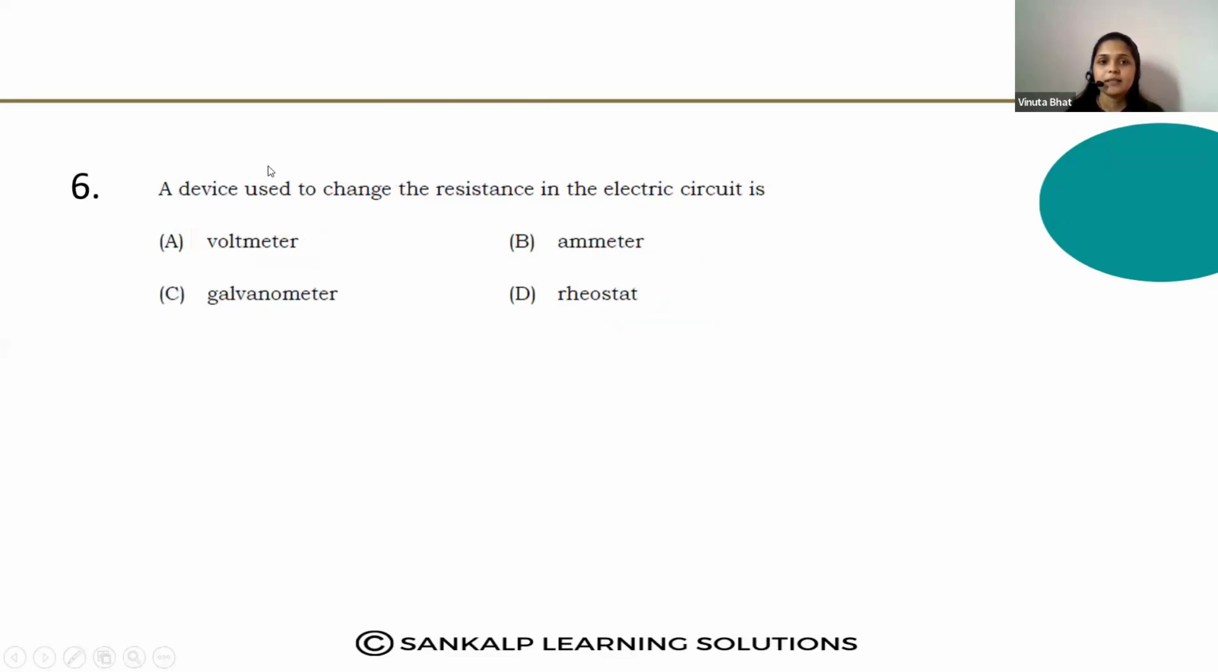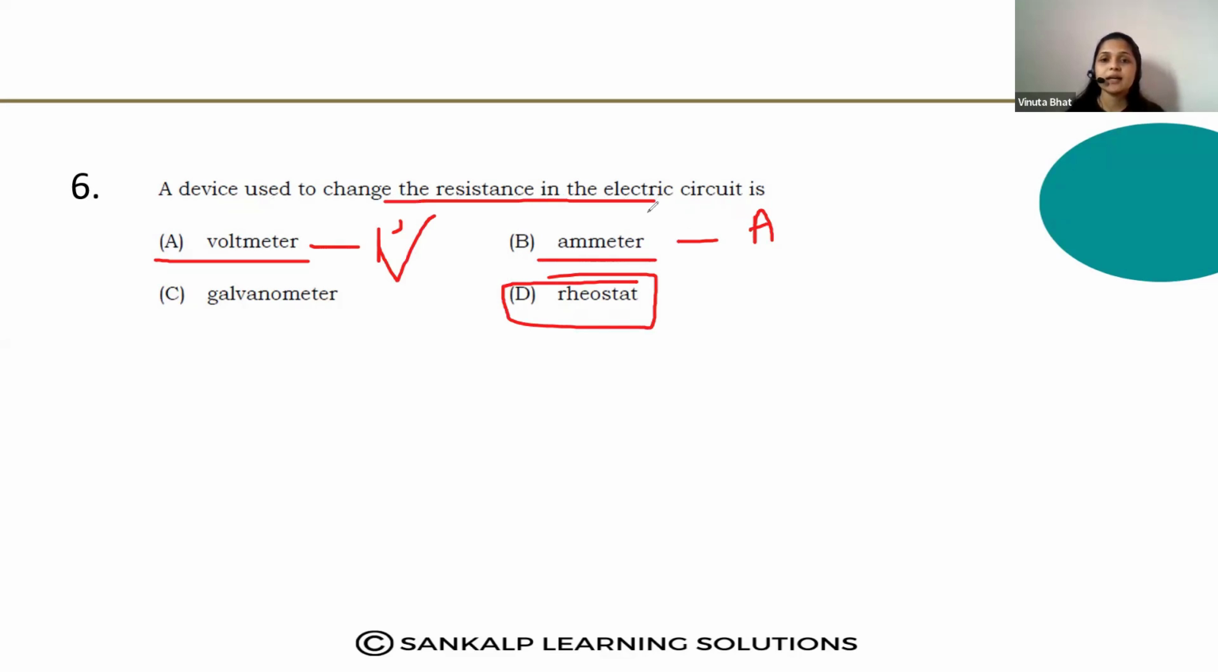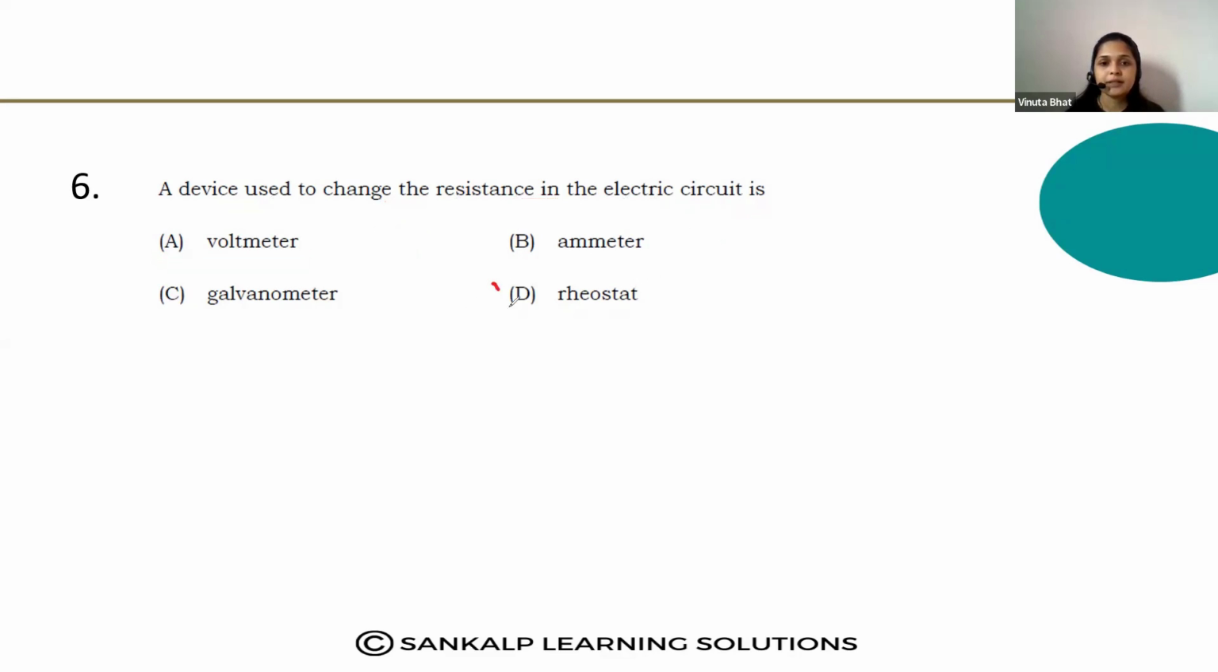Next question. The device used to change the resistance in an electric circuit is: voltmeter, which measures the potential difference; ammeter, which is used to measure the rate of current; that is A and B; and rheostat, which is used to change the resistance in the electric circuit. So rheostat is the correct answer. Option D is the correct answer.